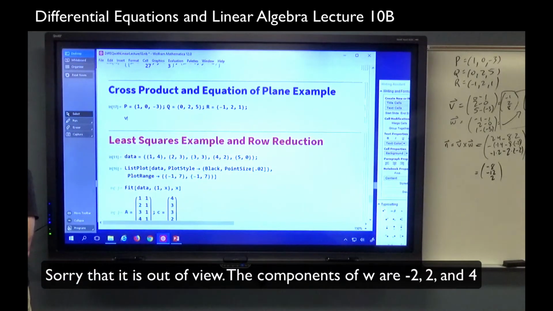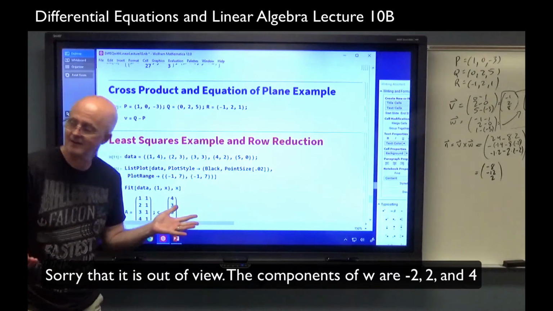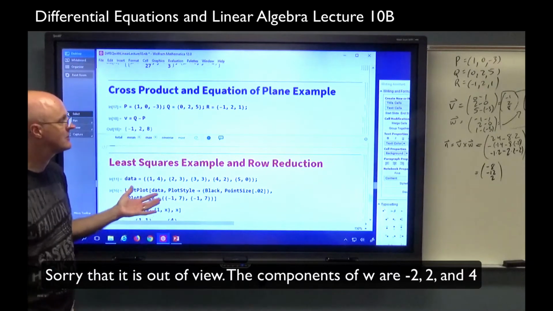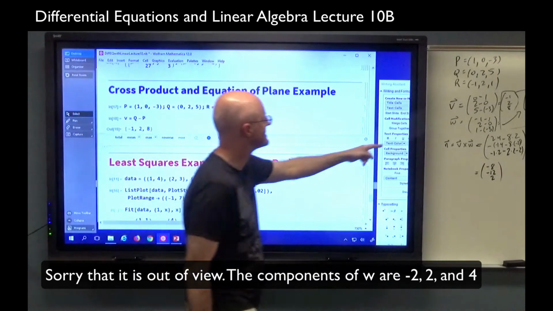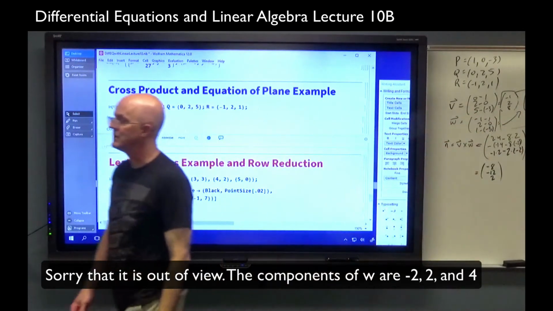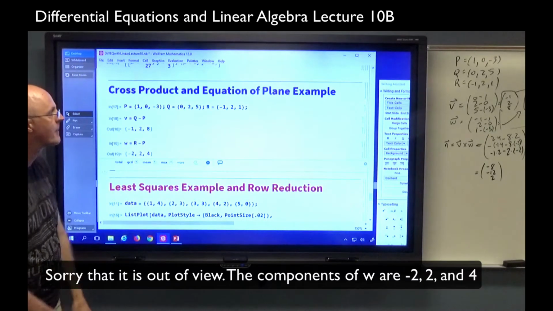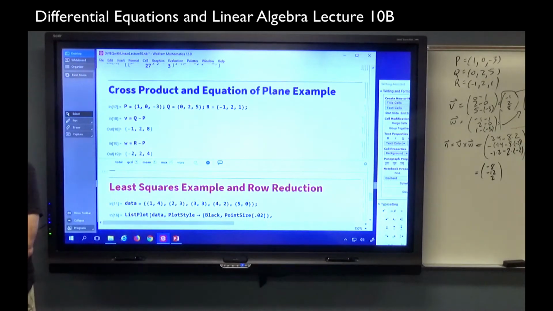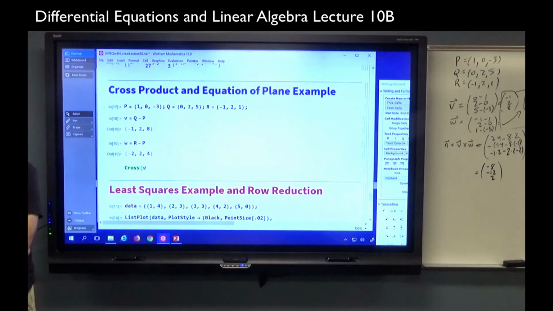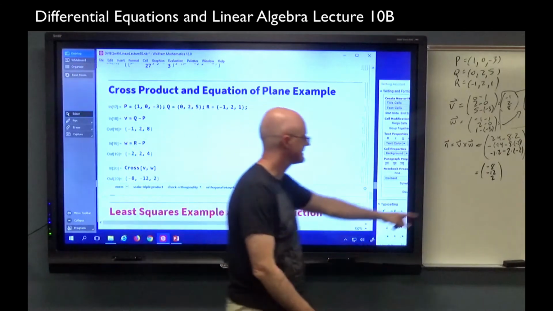And then I can type V equals Q minus P, treating Q and P as if they were vectors instead of points. Mathematica doesn't care. Negative 1, 2, 8. That matches right here. Does the other one match that one? Negative 2, 2, 4. Do W equals R minus P. Negative 2, 2, 4. And then to do the cross product of those two things, I type Cross in square brackets V comma W. That does V cross W. Negative 8, negative 12, 2. Yes, correct.